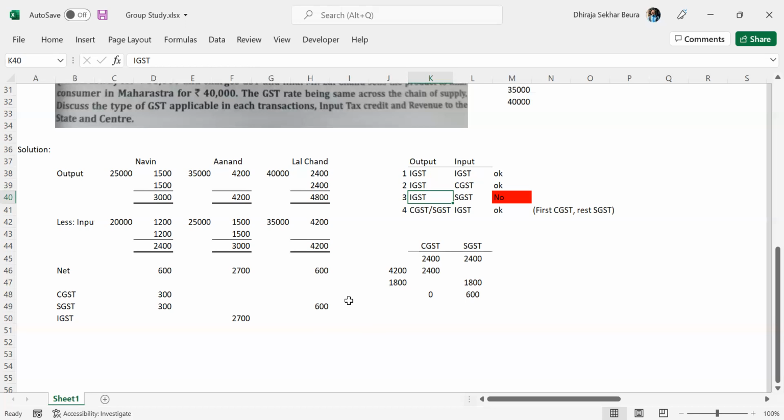Correct. Nothing will happen with it. We will not consider this in our final calculation when we are calculating GST payable to the government. We have to ignore this value, is it? Yes. Okay. So credit left will be ignored. All right.